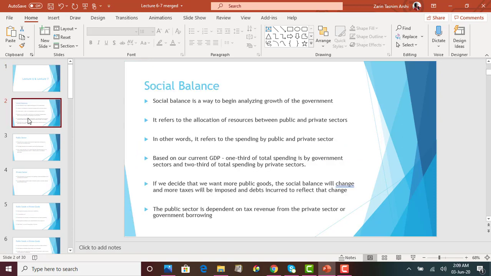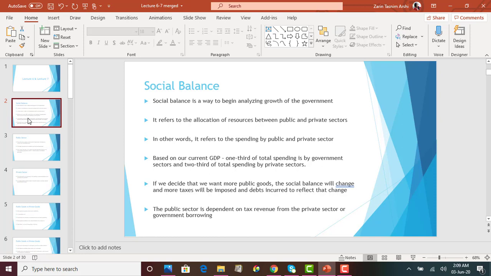Okay, so social balance is a term used in chapter 4. This basically means it's a way to begin to understand the growth of the government in the economy. Social balance tells us how much of the resources are allocated for private expenditures and how much are allocated for public expenditures. So it gives us a breakdown between the private sector and public sector. Okay, so in a free market society you would assume that the public sector is going to be very small, whereas the private sector is going to be large.